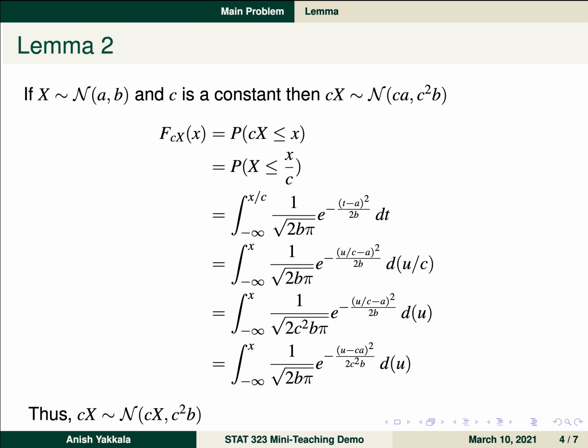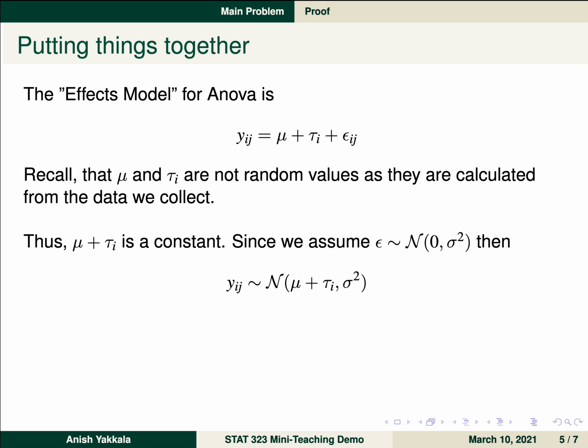Alright, well it's clear again that this is just the normal CDF. And the mean is c times a, and the variance is c squared times b. Thus, c times x is normally distributed with c times a as its mean, and c squared times b as the variance. Alright, let's put things together.